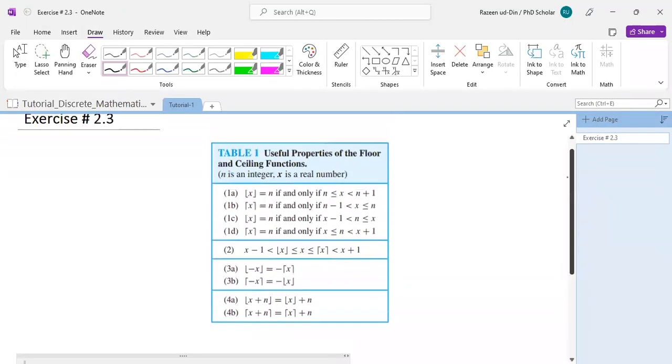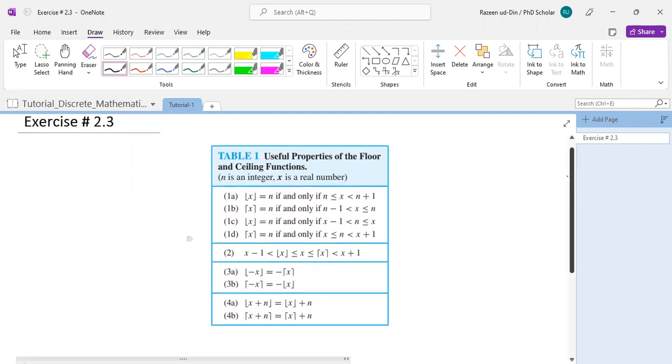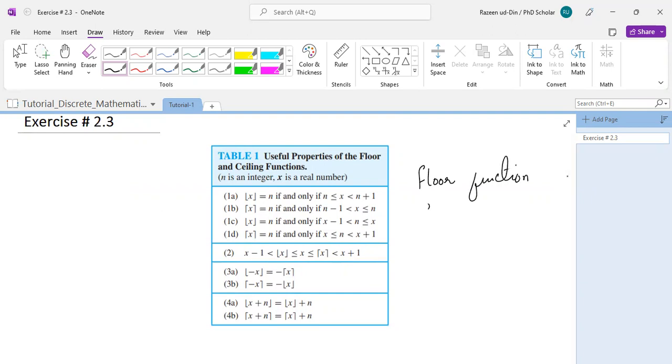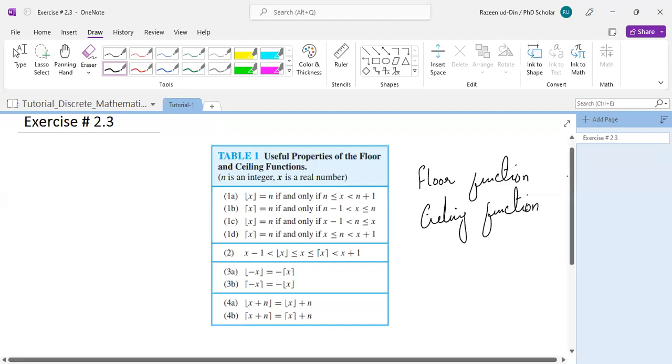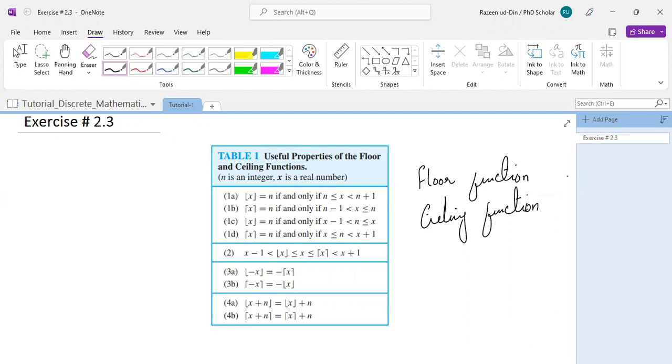Okay, so here is the table for your reference. We already saw this table in our lecture. It shows some properties of special functions, i.e. a floor function and a ceiling function. So these are some properties of these two functions.